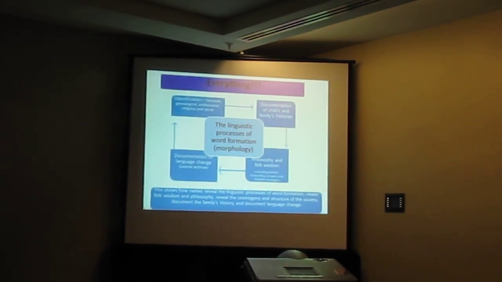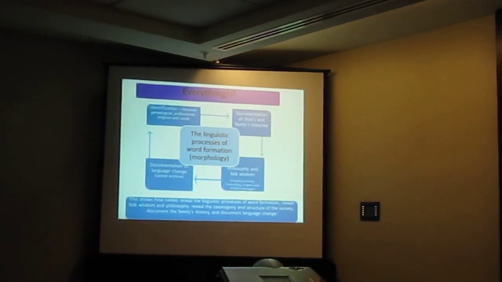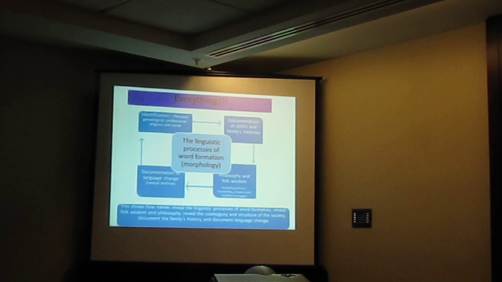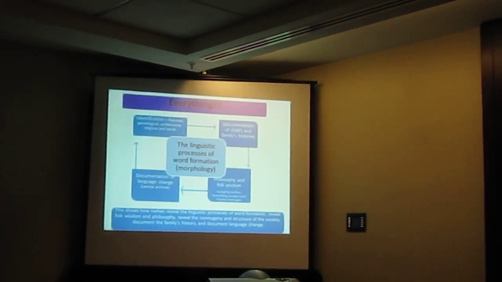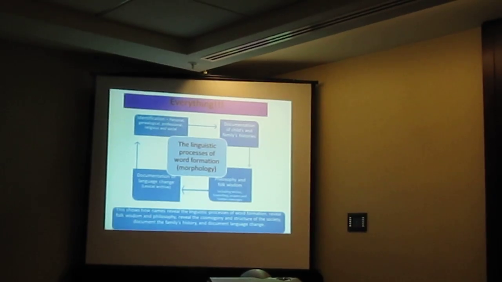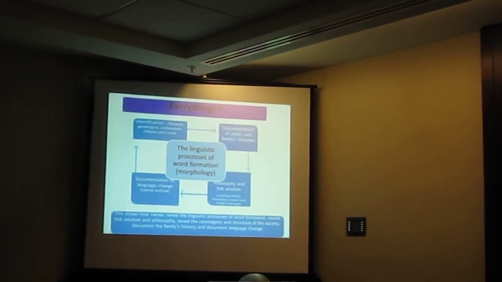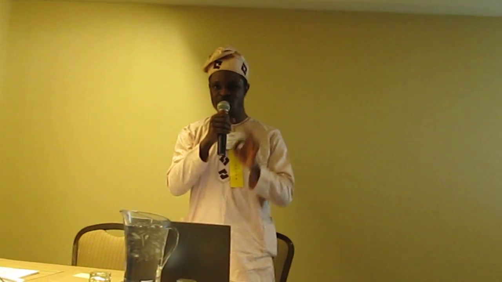So identification in terms of the person themselves, the genealogy, the ancestry, the profession of the family from where they come, the religious beliefs of not just the family, but the whole society, and then the social status of that child and their family. Names are also very important for the documentation of the child's and the family's histories, as we saw from the video. When I hear somebody's name, I know what happened when they were given birth to.